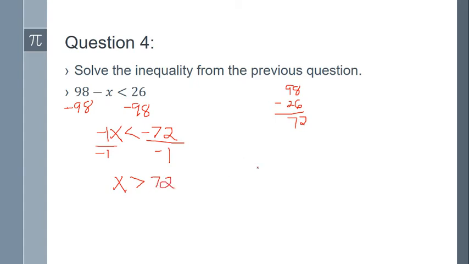All right, so let's think if this makes sense in the context of the problem. In the last question, it stated that the number of projects graded was less than 26. Well, if the number of projects graded was less than 26, then this is saying that the number of discussion posts graded had to be greater than 72. Right, and that makes sense. 72 and 26 gives us the total of 98.